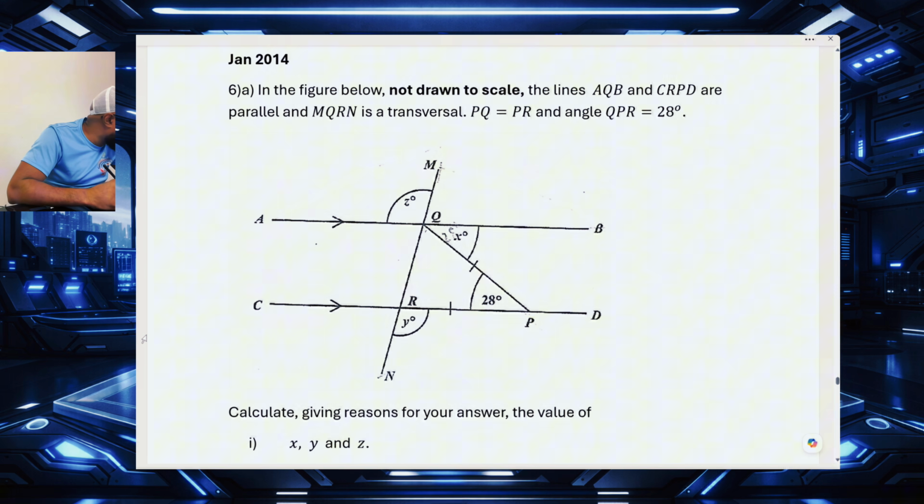Right, Mr. Aiden Ramjan? Yeah, go ahead, Dominic. The second line is CRPD, not QR. You said Q instead of C.